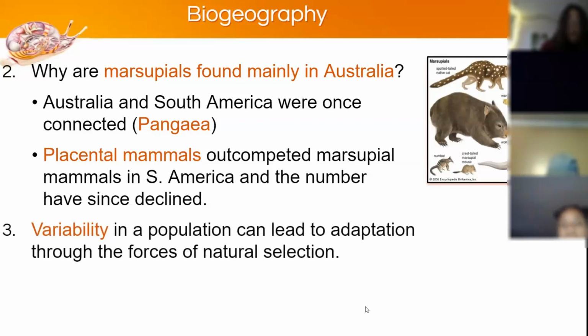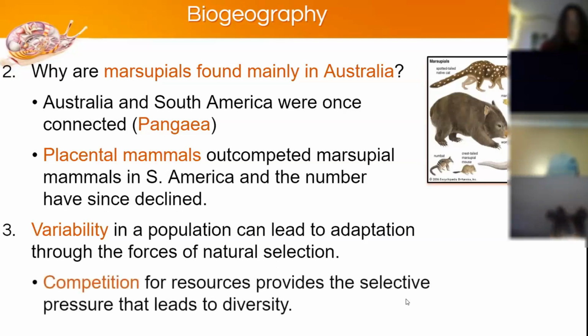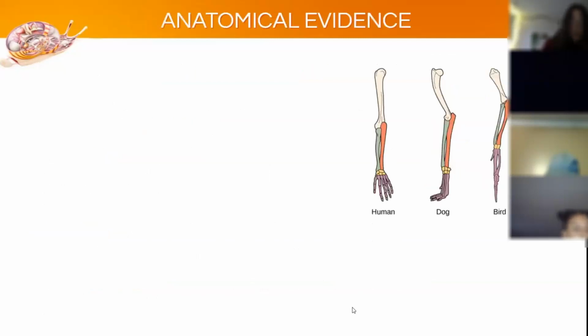The variability, we learned that variability is one of the 4 key principles for natural selection to occur, correct? There has to be a variation in species in order for one to have an advantage over another. So variability can lead to adaptation. Remember that adaptation isn't instantaneous. It is mutations that have accumulated over several generations. And adaptation is referring to a feature that is advantageous. Competition for resources provides the selective pressure that leads to diversity. That was one of our other 4 principles, right?